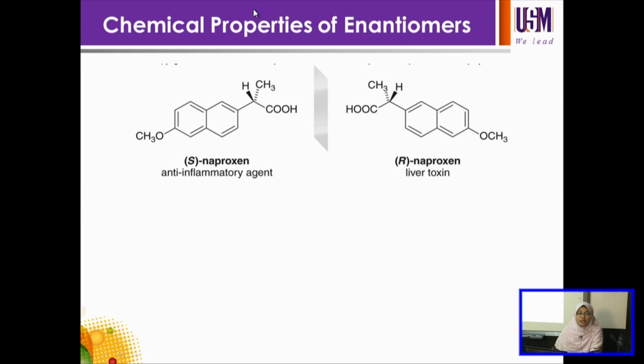For example, here I have naproxen. One of its mirror images is an anti-inflammatory agent, but the other mirror image is actually a liver toxin. So they react differently, even though the molecular formula is the same, but the molecular structure is different. So they are a pair of enantiomers.